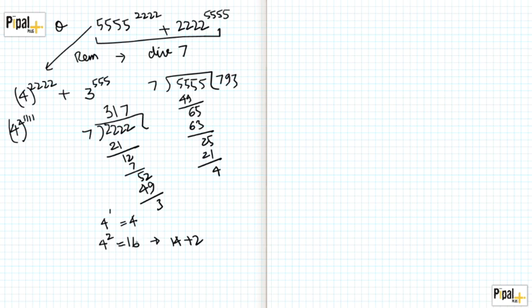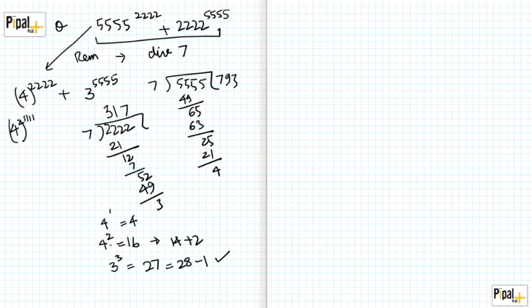Then let's look at 3 to the power 5555. So 3 3s are 9, right? So 3 squared directly takes me two numbers away from 7. But what happens when I do 3 cube? When I do 3 cube, it is 27. Now 27 is 1 unit away from 28, right? So the remainder from 3 cube is minus 1. So this is good enough, right?